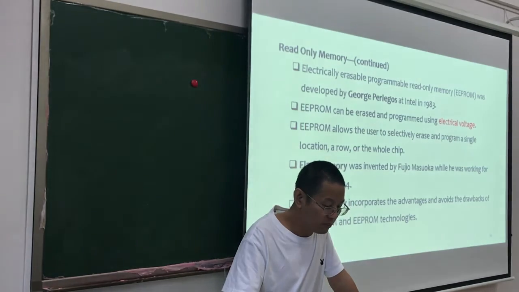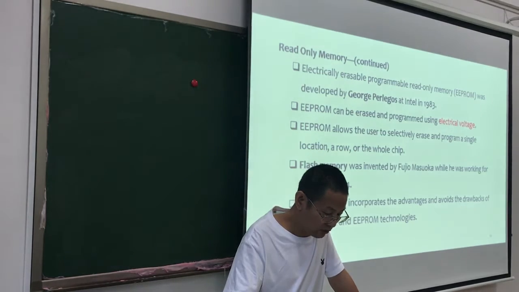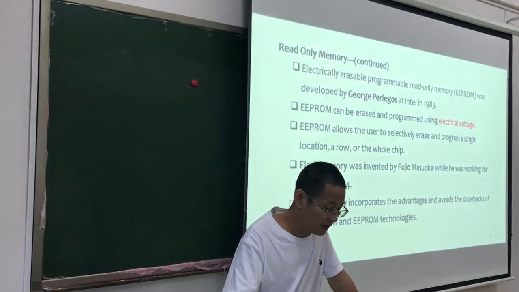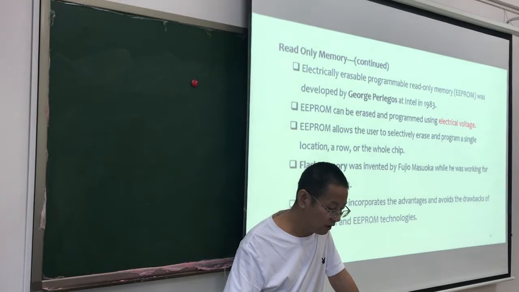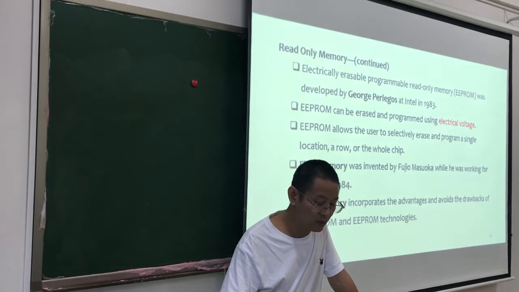Electrically erasable programmable read-only memory, EEPROM, was developed by George Perlegos at Intel in 1983. EEPROM can be erased and programmed using electrical voltage. EEPROM allows the user to selectively erase and program a single location, a row, or the whole chip.